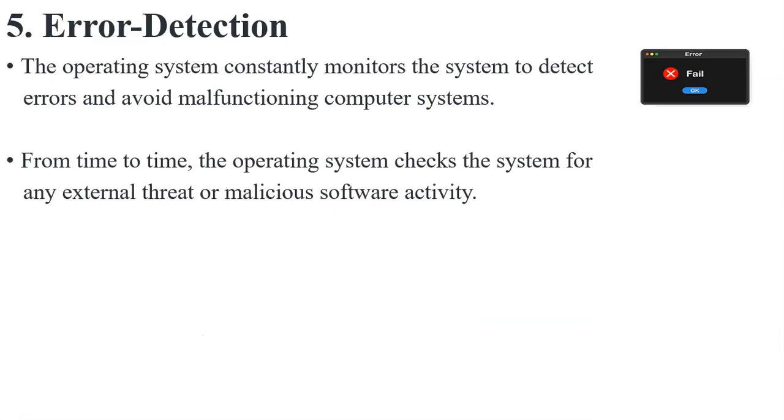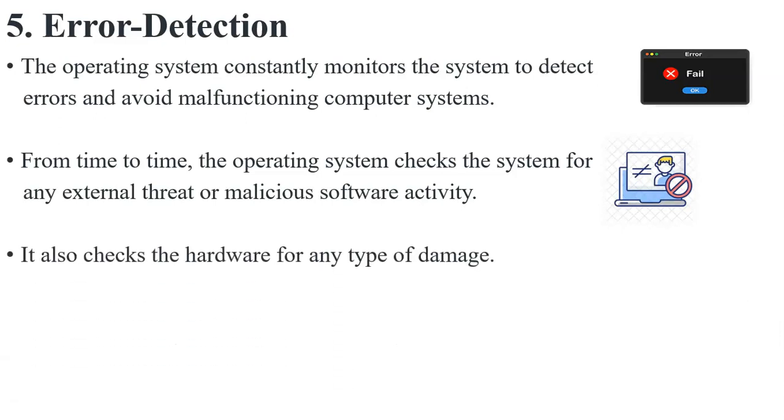From time to time, the operating system checks the system for any external threat or malicious software activity. So if any outsiders are trying to get into the system and get unauthorized access, then that unauthorized access is also monitored by the error detection function. Then it also checks the hardware for any type of damage, so any physical damage that occurred, or any damage that occurred due to some heat. All that is checked by error detection.